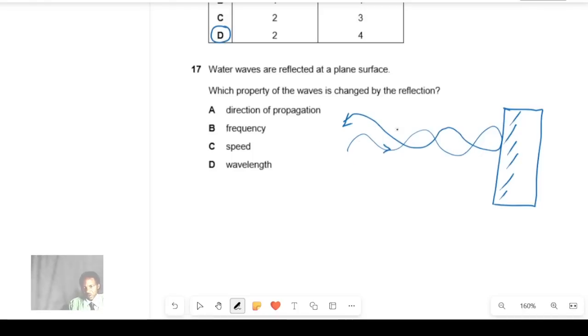The only thing that is going to happen is the direction of propagation. It will bounce back. Frequency remains the same, speed remains the same, wavelength remains the same because it's the same water. So reflection does not affect frequency, speed, or wavelength. These factors are only affected when the wave moves from one medium to another. It is the same within the same medium.